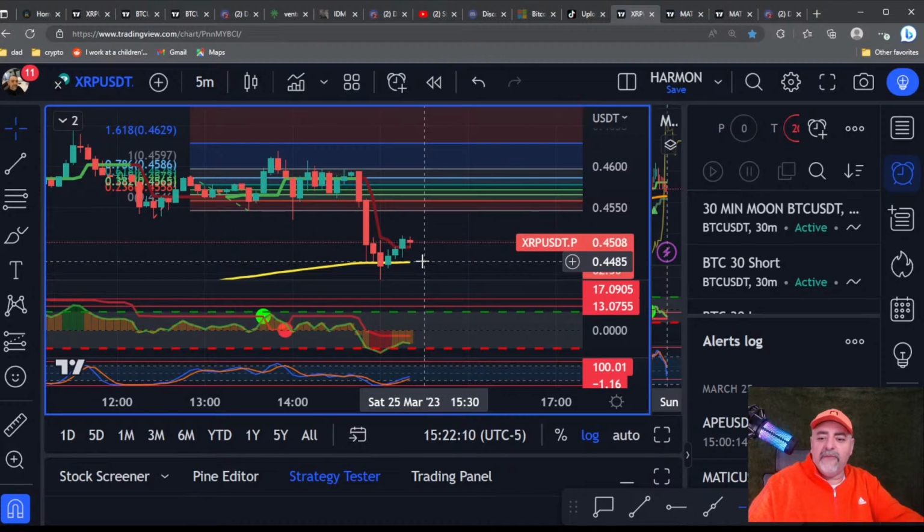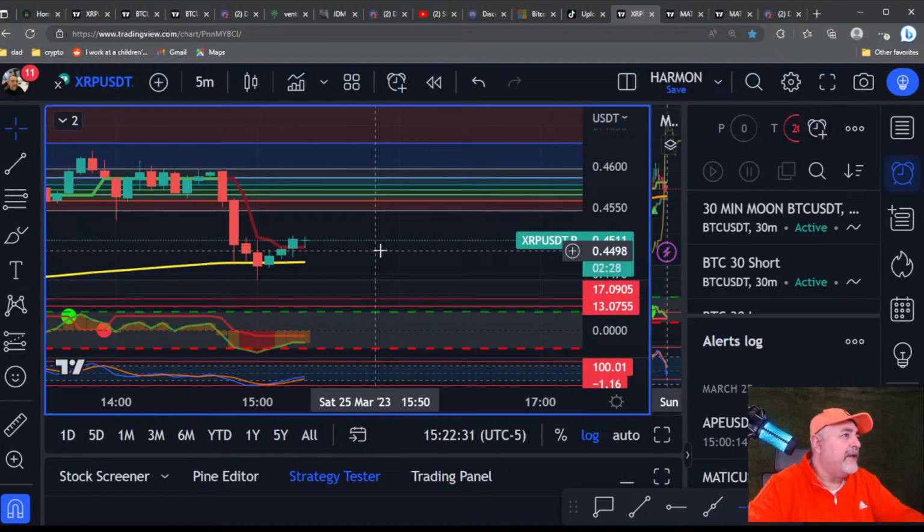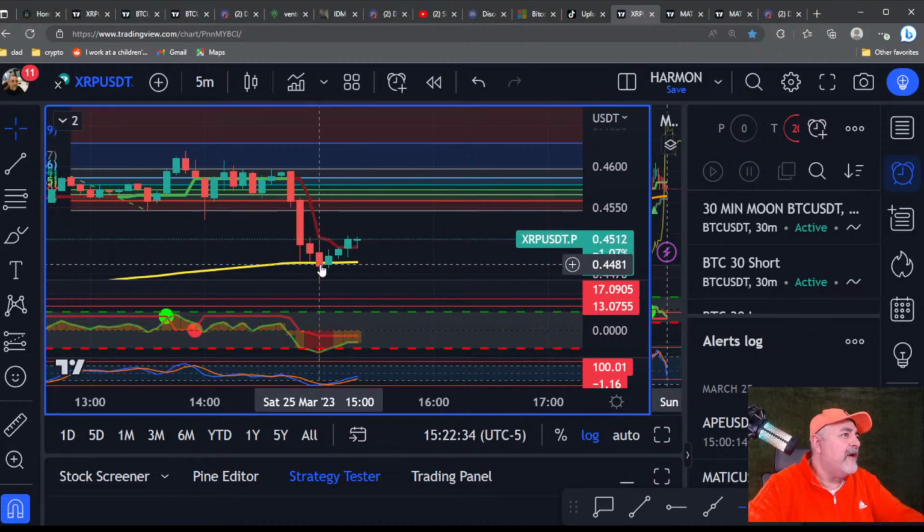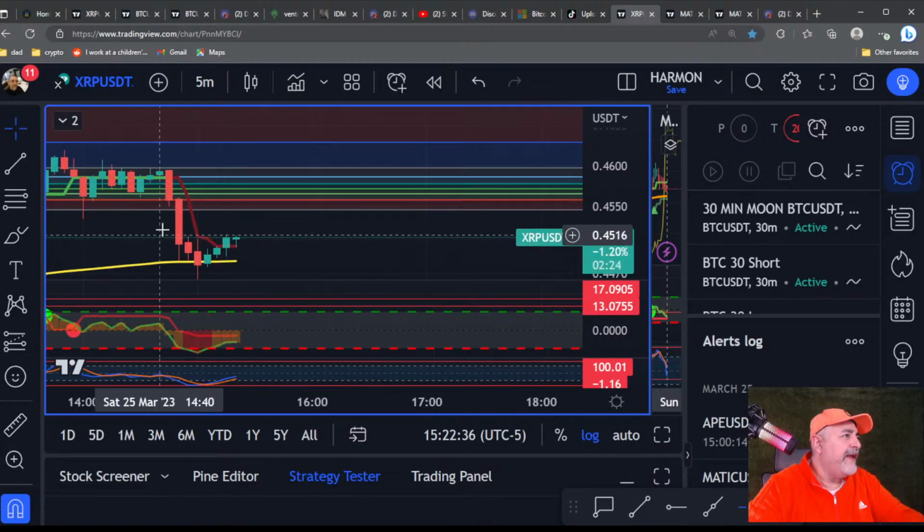So let's say we'll put an XRP 44.85, right? That's what we're looking for. We'll buy 100%, we'll open a long. Right now XRP is coming up on a long potentially, as long as it stays above this 200 moving average on the 5 minutes.